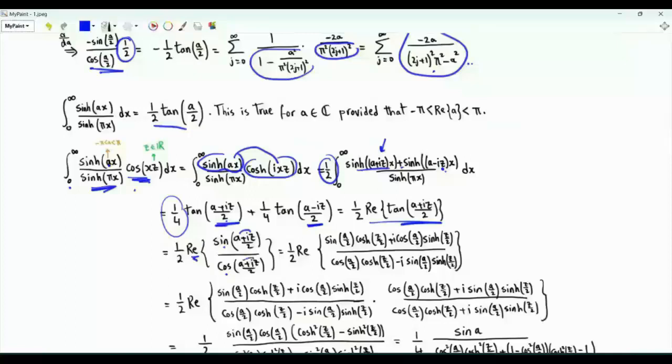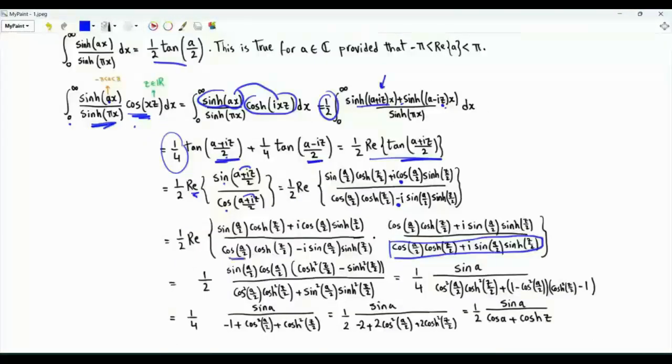That's the real part of sine over cosine. We can apply the rules for the sum and the relations between sine and cosine and their hyperbolic versions. Multiply the numerator and the denominator by the complex conjugate of the denominator. Downstairs, we get cosine squared of a over 2 times the hyperbolic cosine squared of z over 2, plus sine squared of a over 2 times the hyperbolic sine squared of z over 2. In the numerator, we can focus on the real part, which is obtained when we multiply these two terms minus the product of these two terms.